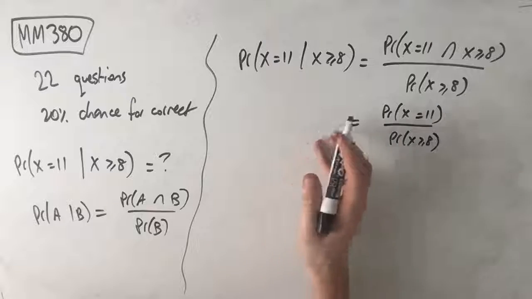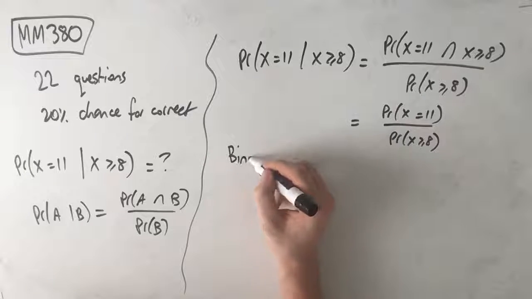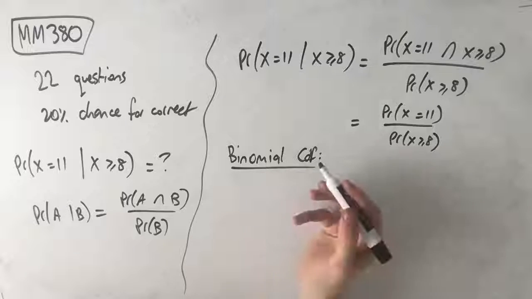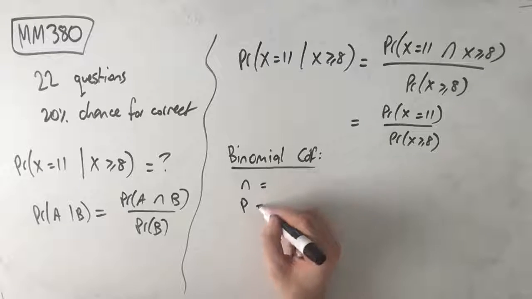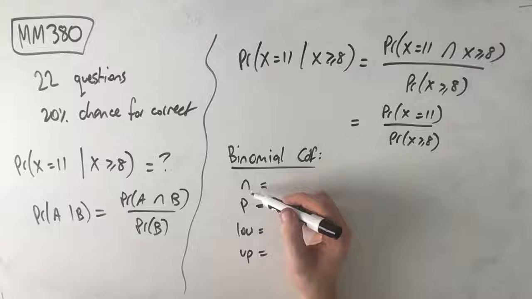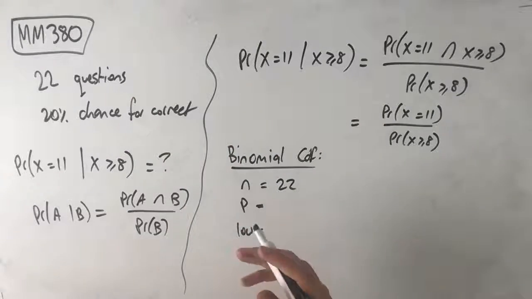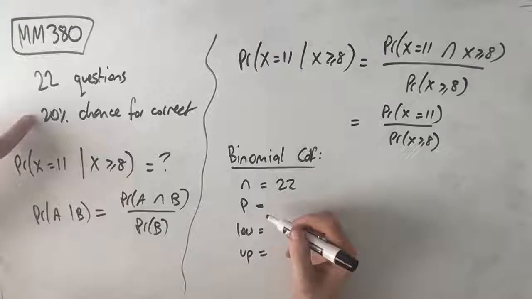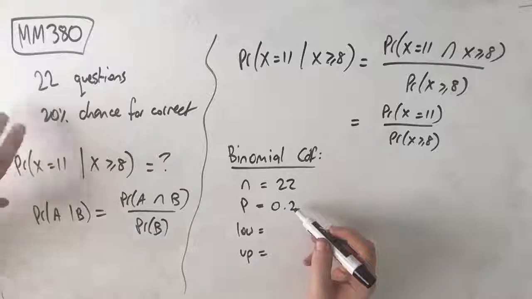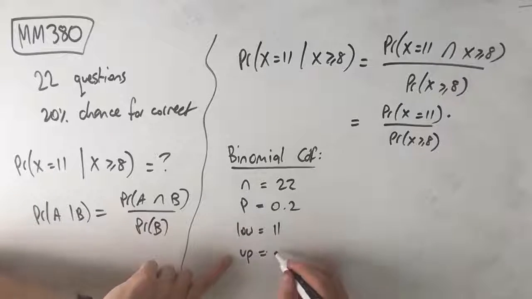So in order to find each of these probabilities, we go into our binomial CDF, and it's going to ask us for 4 things: n, p, lower, and upper. Okay, so n is the number of trials, or the number of attempts. We have 22 attempts, 22 questions, so n is 22. We have a 20% chance to get any given question correct, so our p is 0.2. Our lower, in this case, so we're just dealing with x equals 11 to begin with, our lower is 11, and our upper is 11.